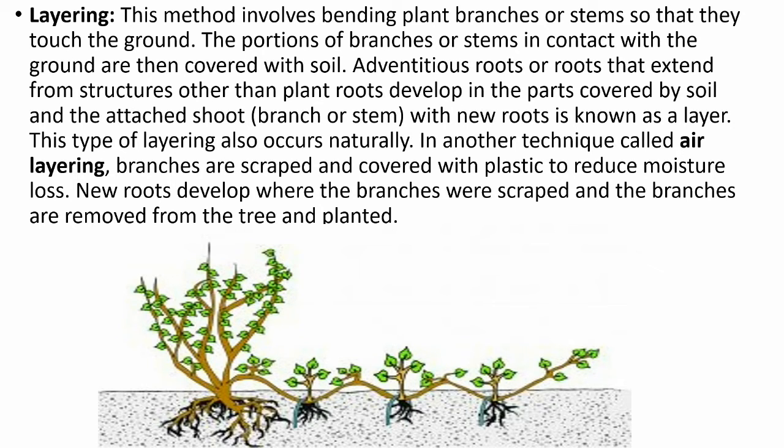This type of layering also occurs naturally. Another technique is air layering. Here the branches are scraped and covered with plastic to reduce moisture loss. The new roots will develop where the branches are scraped, and the branches are removed from the tree and replanted into the soil. This is known as layering.